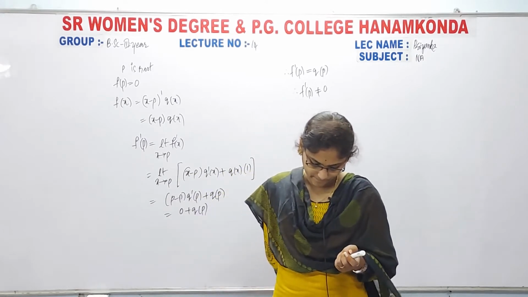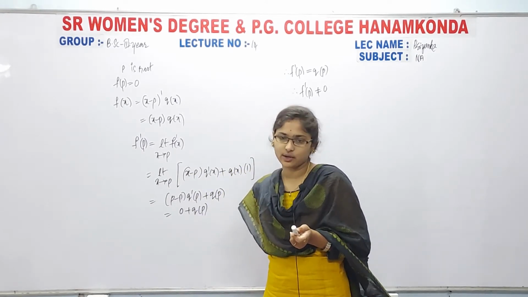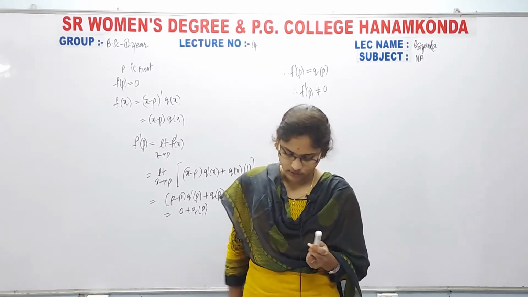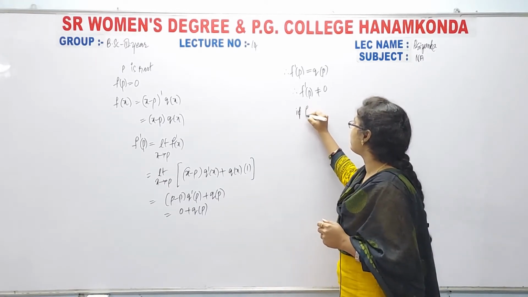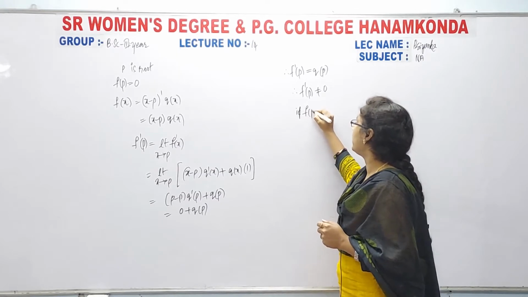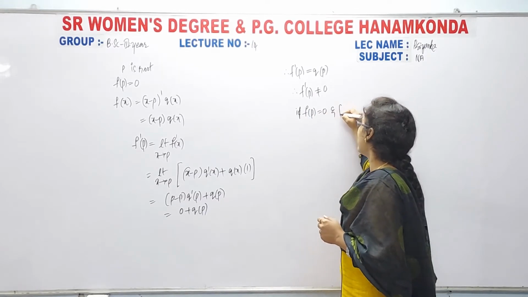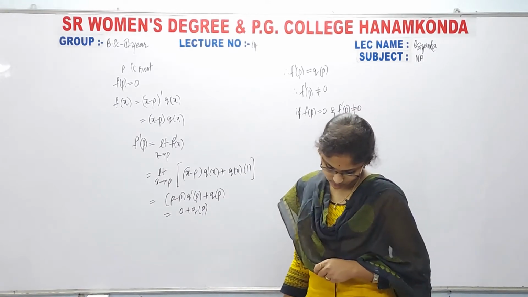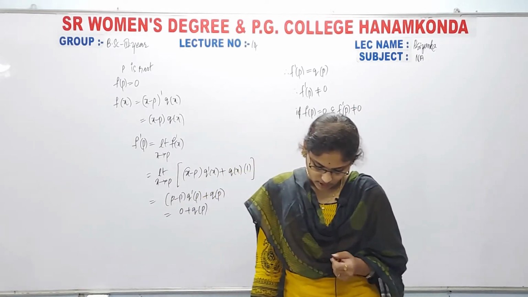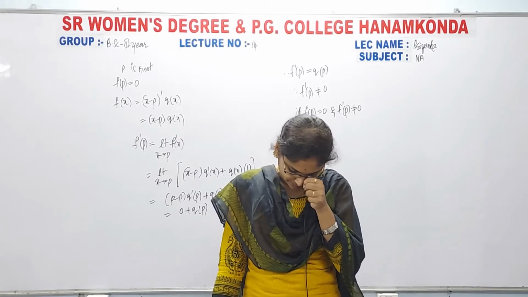Conversely, if f of p equals 0, so conversely means reverse. So if f of p equals 0 and f dash of p is not equal to 0.